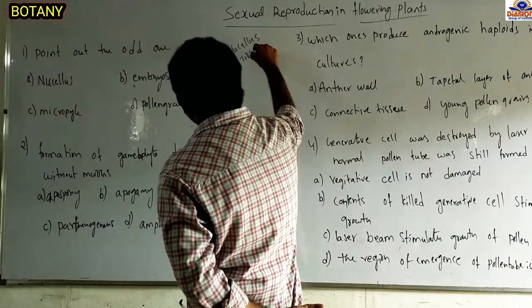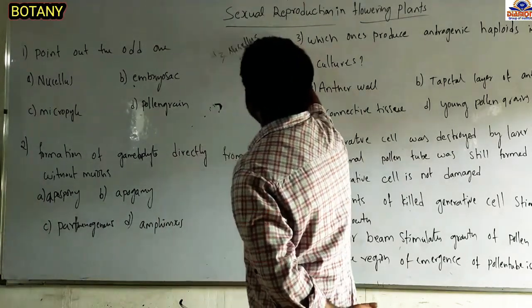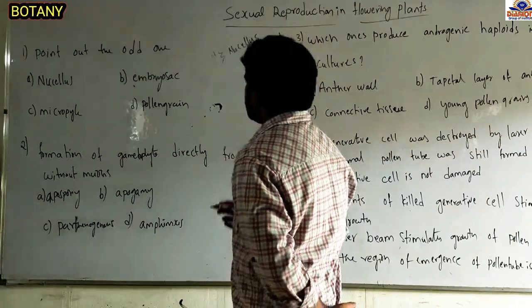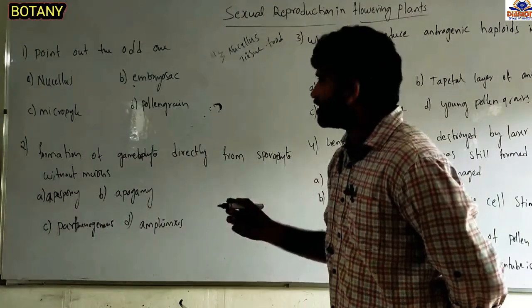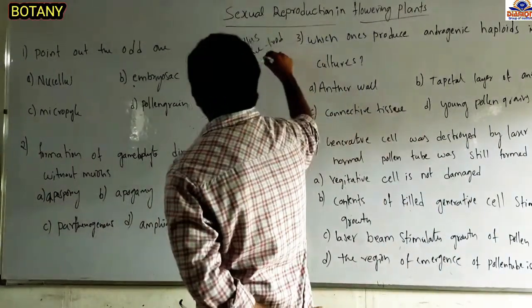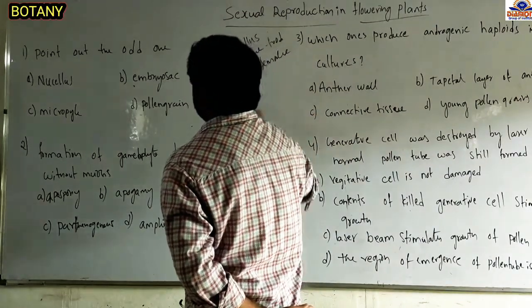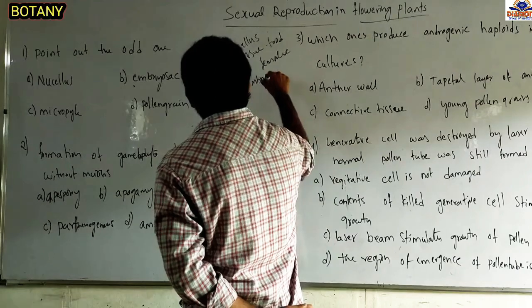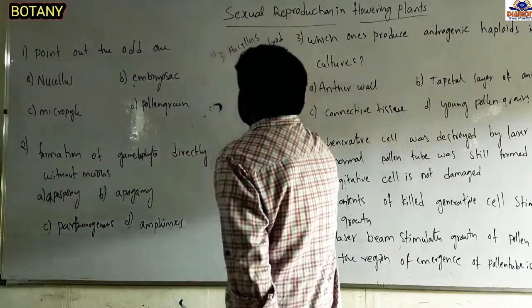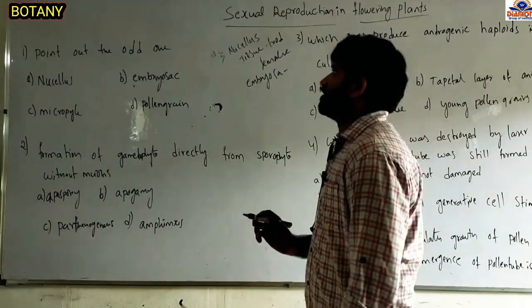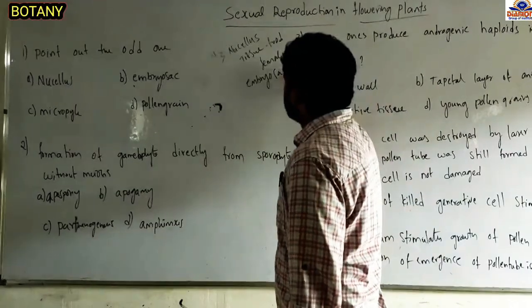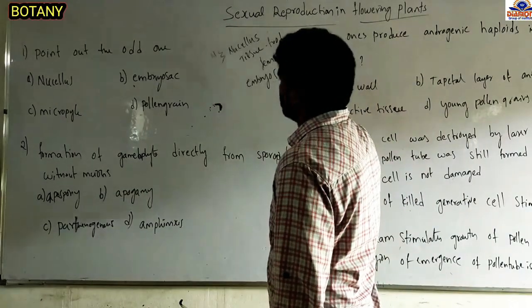it's a tissue. It is helpful for storage of food materials, and it belongs to the female reproductive part. And the embryo sac is involved in fertilization, double fertilization. So the embryo sac is also a female reproductive part.